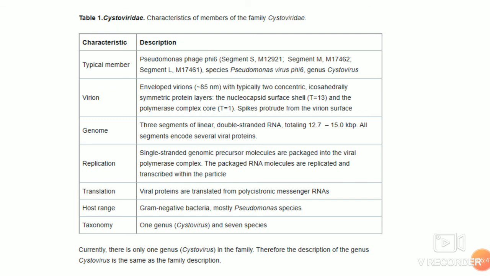Translation: viral proteins are translated from polycistronic mRNA. It generally infects gram-negative bacteria, and there is only one genus, that is Cystoviridae. So this completes the lysogeny in case of P1, P2, P22 and mu phage, and about RNA phage.